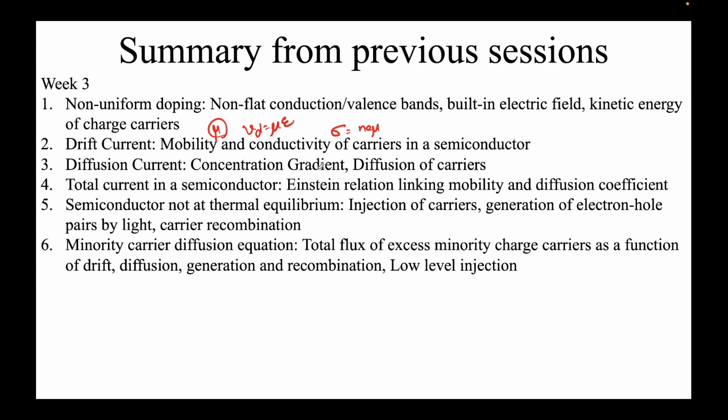Finally, up until this time, we had been talking about equilibrium. What happens when the semiconductor is not in thermal equilibrium? That means we are injecting some carriers by applying a battery, for instance, or you shine light, and a lot of electrons and holes can be generated. And naturally, you might expect that some of them will recombine. So all these things we talked about solve some problems, and the crux of it was summarized in the minority carrier diffusion equation in week 3, where we saw that total excess minority carriers are a function of drift, diffusion, generation, and recombination. And we saw this at low level injection.